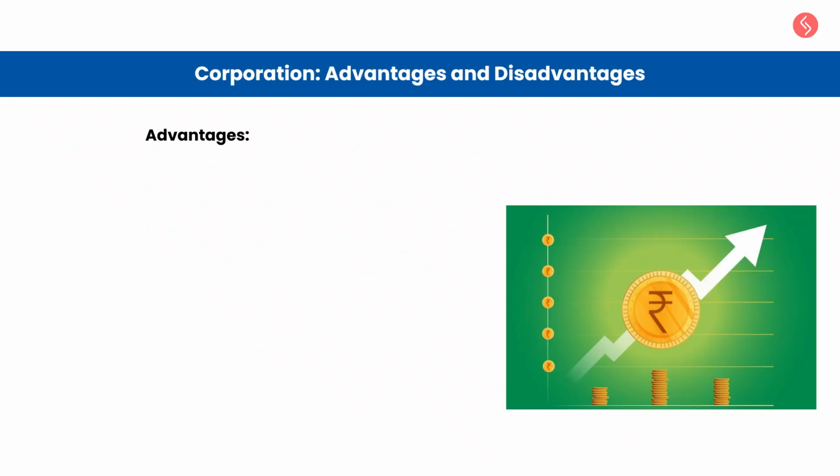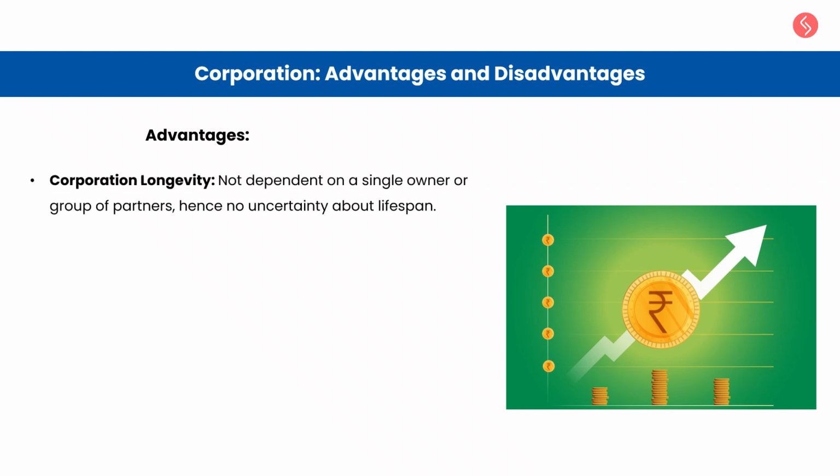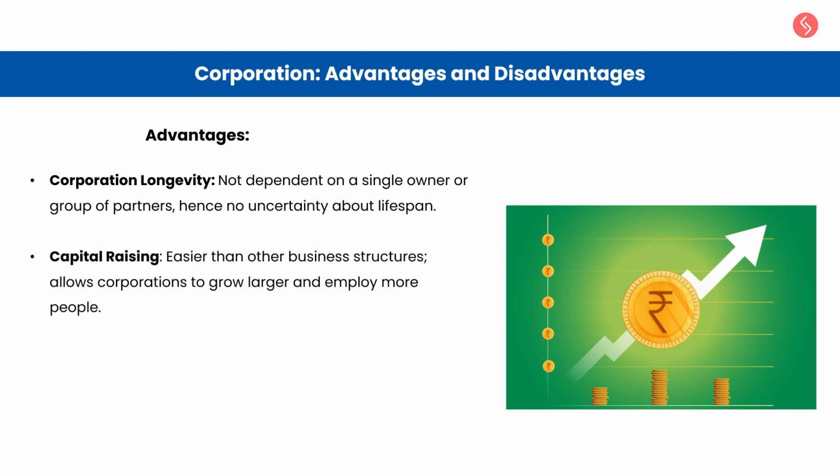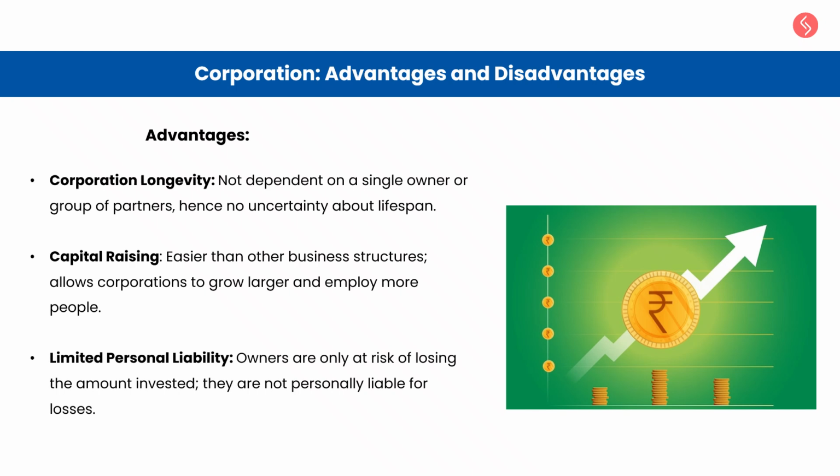The advantages of a corporation are, first, longevity: it is not dependent on a single owner or group of partners, hence no uncertainty about lifespan. Second, capital raising is easier than in other business structures, allowing corporations to grow larger and employ more people. Third, limited personal liability. Owners are only at risk of losing the amount invested. They are not personally liable for losses.